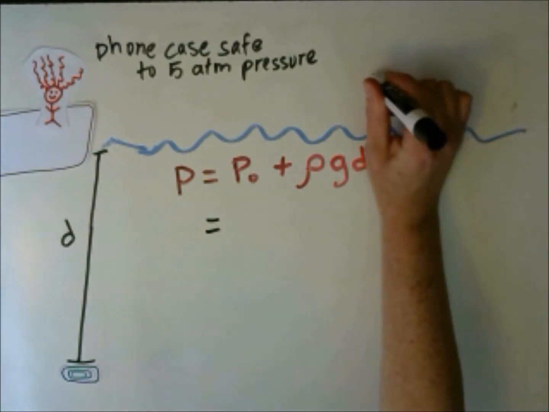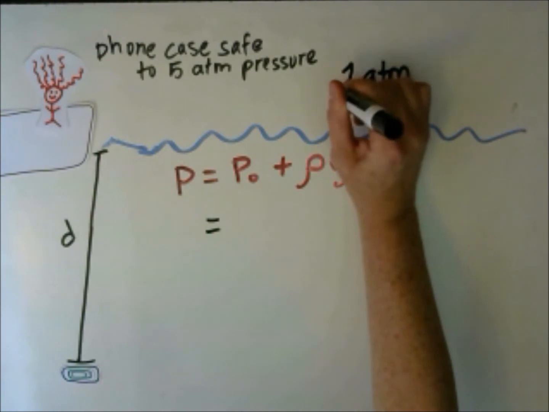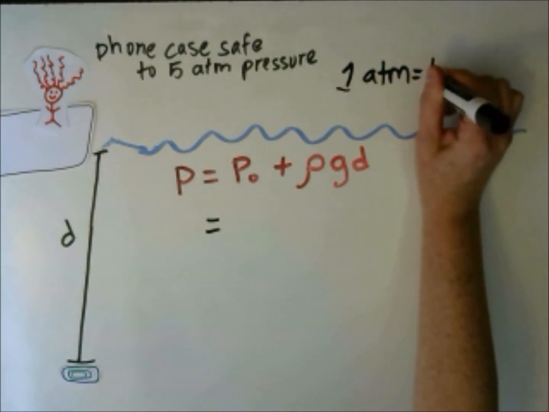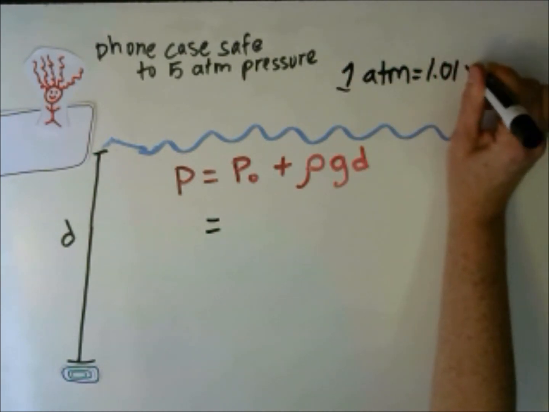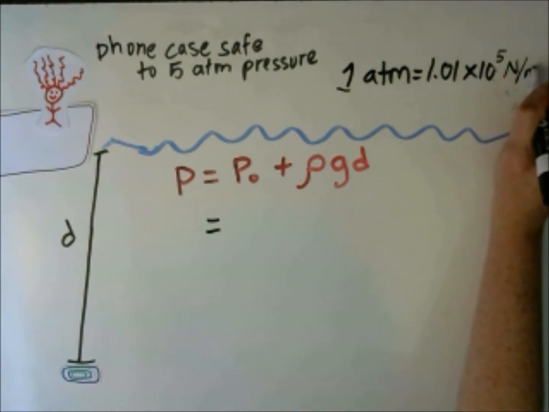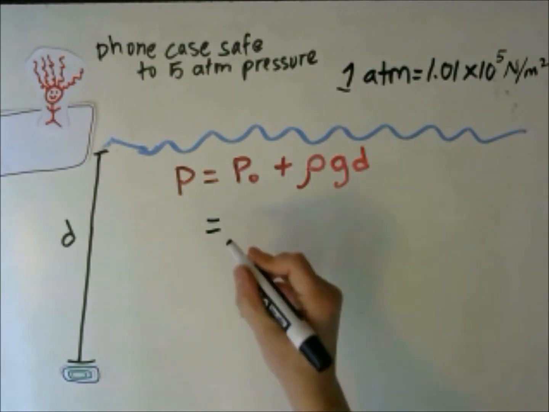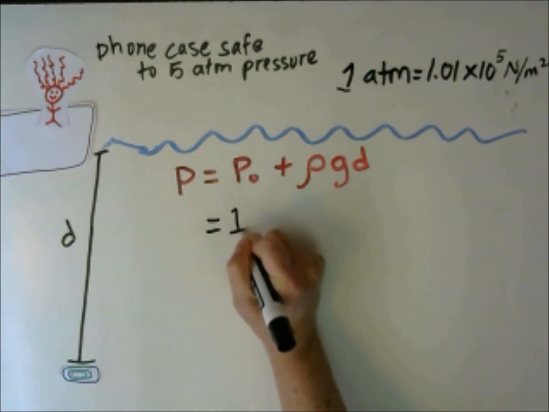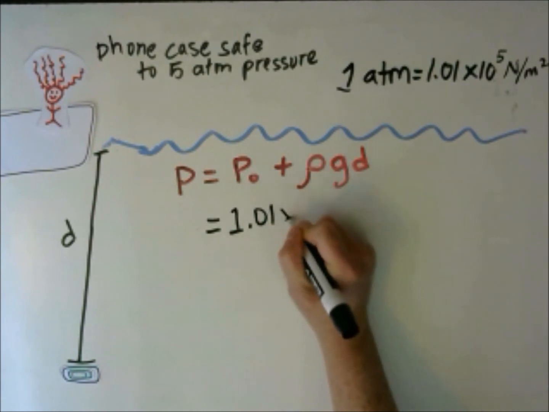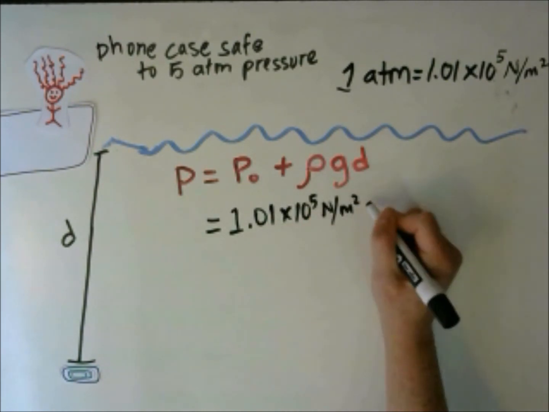And our atmospheric pressure, 1 atmosphere, is equal to 1.01 times 10 to the 5th newtons per meter squared. So we will put in 1.01 times 10 to the 5th newtons per meter squared.